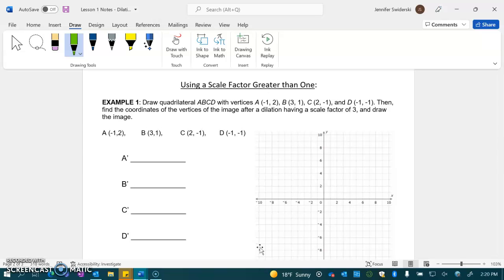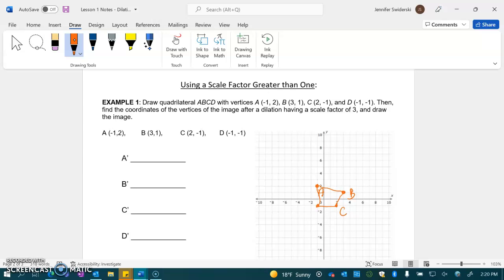So let's go ahead and undo that. So I've got A, which is at -1, 2. It's really important that you stay organized and label these points. So there's A. B is at 3, 1. C is at 2, -1. And D is at -1, -1. So I'm going to go ahead and graph that. So we've got 2, -1. I've got -1, -1, -1, 2, and then 3, 1. Good. So when I graph that and connect my points, it looks something like this.